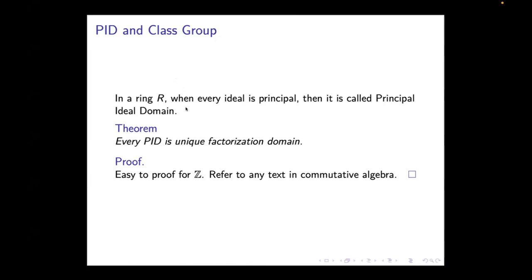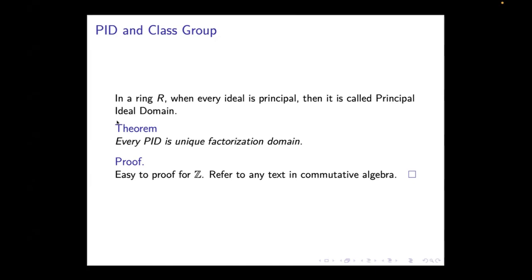Yeah. All right. So basically, Z is basically that. You show this in a cyclic group case. In a ring R where every ideal is principal, it is called a principal ideal domain. And this is a very important theorem to show that every PID is a UFD. That is to say, every ring which is a principal ideal domain has a unique factorization. That is what we discussed.